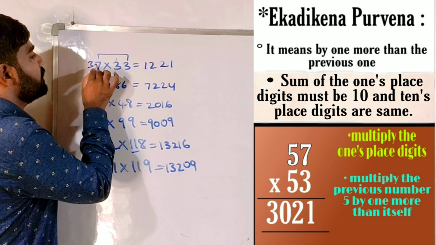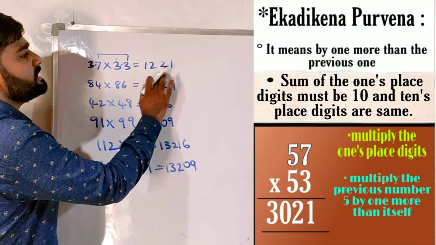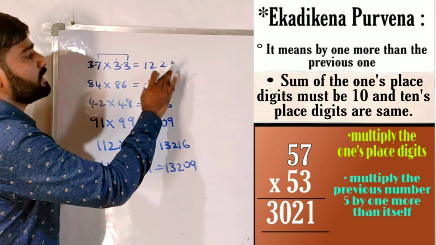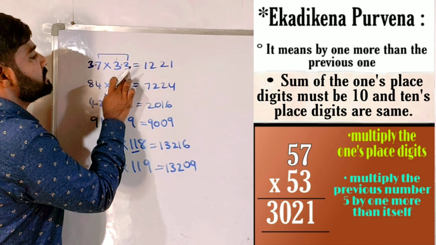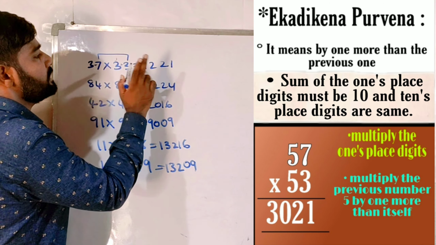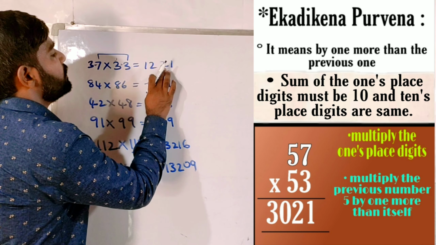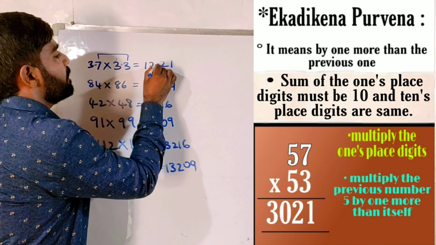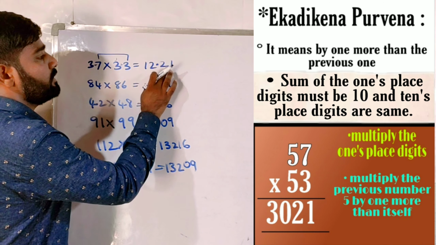For example, 3.7 into 3.3, the answer is same, just the decimal part we have to consider. Here number of digits in the decimal part, here 1 digit, here 1 digit. There are 2 digits in the decimal part. So in the answer also you have to consider 2 digits of a decimal part, 1 2 and put the point here. The answer is 12.21.